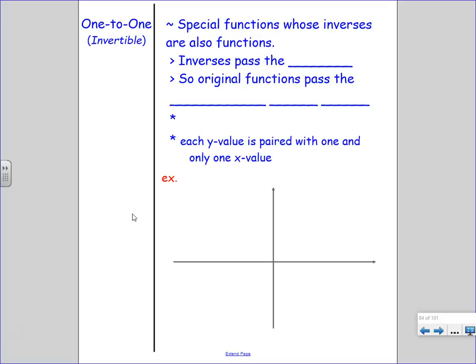Okay, one-to-one. It's a special adjective, a special characteristic. One-to-one is also called invertible. A special adjective, a special characteristic describing functions whose inverses are also functions. Wait, that's a problem? Why is that a problem? Isn't that true for anything?